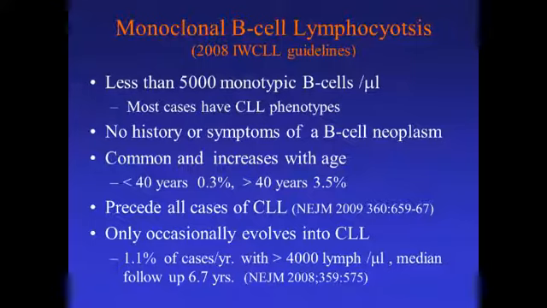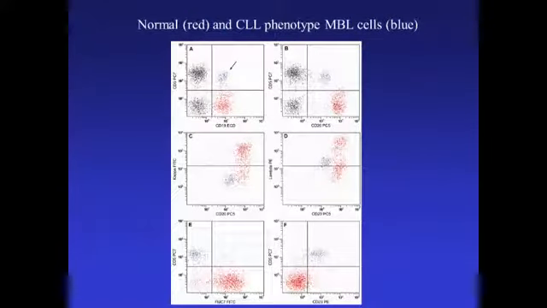And a paper that came out in the New England Journal in 2009 indicated that basically all cases of CLL are preceded by these small monoclonal CLL phenotype populations. The interesting thing too is that it only occasionally evolves into CLL. There was a paper in the New England Journal in 2008 that looked at a lot of patients, and the only ones that progressed to CLL in this monoclonal B-cell lymphocytosis group were those that had lymphocytosis. And then only 1% of those per year progressed. So it's very rare.